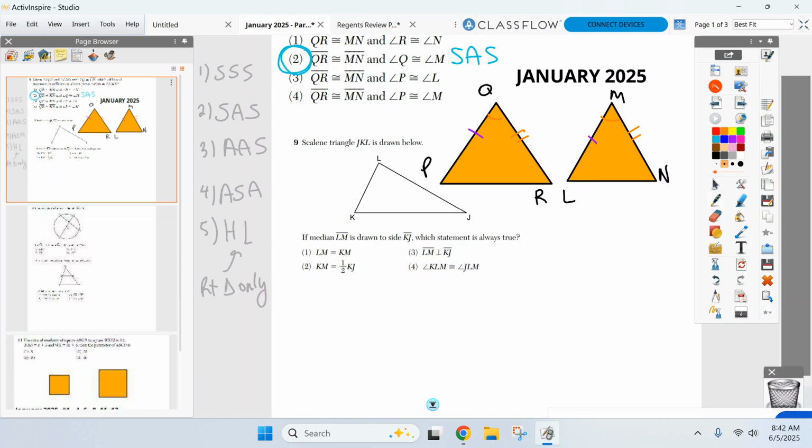Number 9. Vocabulary question. All right, we need to draw in median LM. And this is exactly why I'm doing this problem with you. L to M. Anybody remember what medians do? Medians go to the midpoint. So M is a midpoint. Medians go to midpoints. So that means KM is congruent to MJ. And now you guys can look through the choices and figure out which one, but only if you know what a median is.